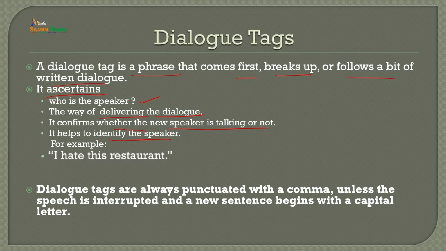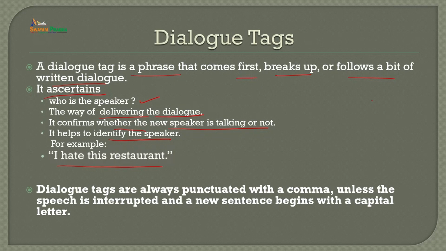If there is a change in the character's speech, if the speaker changes, then also you can find that dialogue tag. You can know the mood, the behavior, the expressions of the speaker through dialogue tags. Then you would be able to learn who is speaking. So, all these things will come into consideration when you talk about dialogue tags. Then further, like this example, I hate this restaurant. This clearly indicates that somebody hates the restaurant, and while speaking about all those things, he ended up with this.